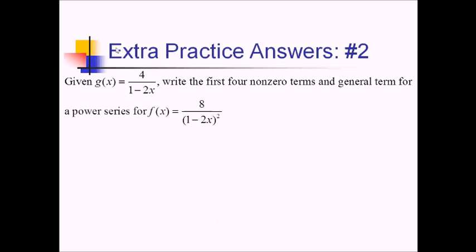On this problem, given the g function, we want the first 4 non-zero terms and general term for this f function down here. Now the key on this one is realizing that f is really the derivative of g. If you use either the quotient rule or if you just bring 1 minus 2x up with a negative 1 exponent and take the derivative, you'll end up getting this down here. So we're going to first figure out a series for g of x, and then we'll take the derivative of that, and that will end up giving us the series for f of x.